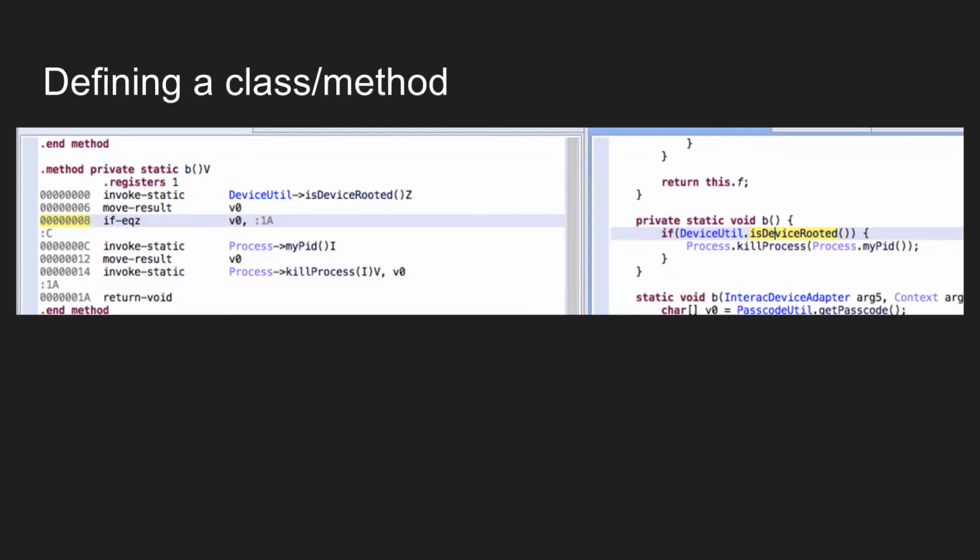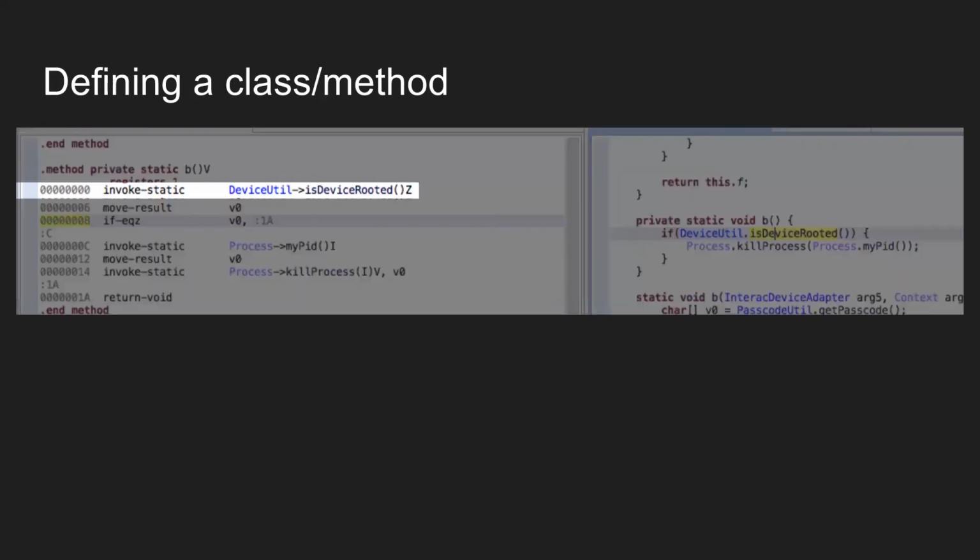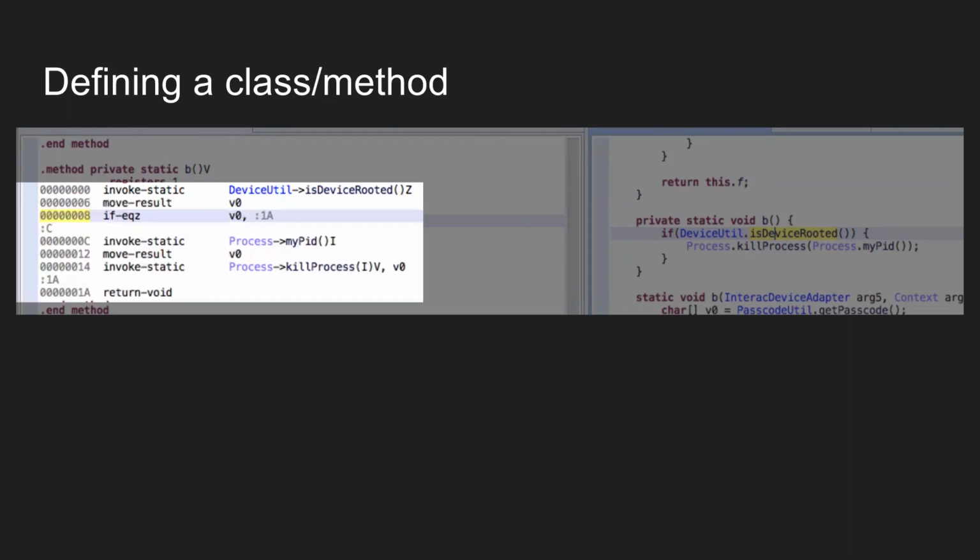So let's do a little bit more complicated example. I think it's the last one we'll have time for here. And this is an isDeviceRooted method. So what this is doing, again, the code on the left is the same as the code on the right. It's calling this deviceUtil.isDeviceRooted method, right? And then if that condition's met, it's going to kill its process, right?